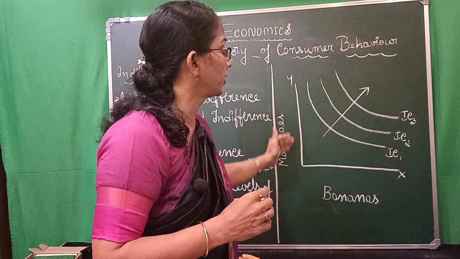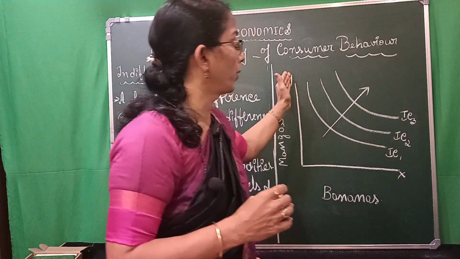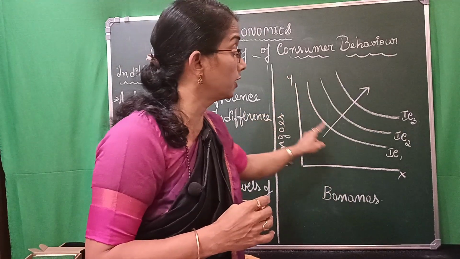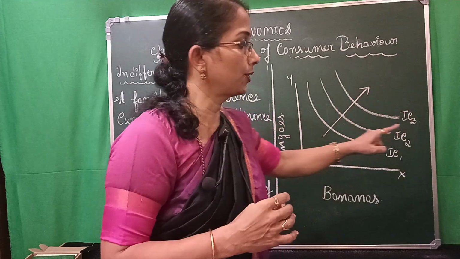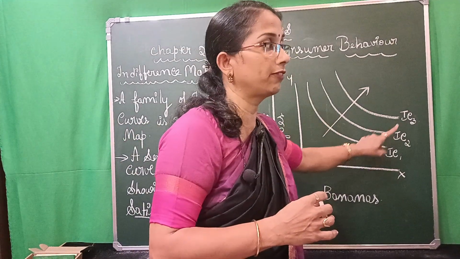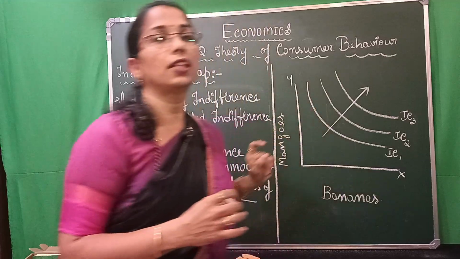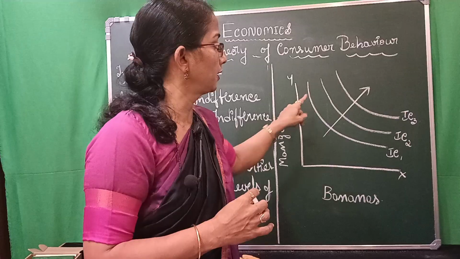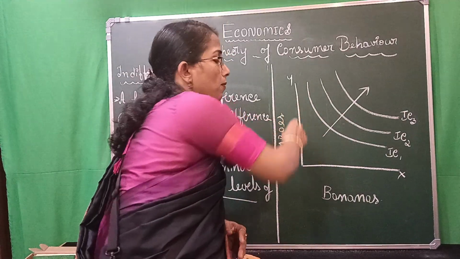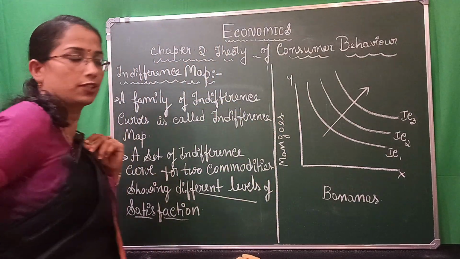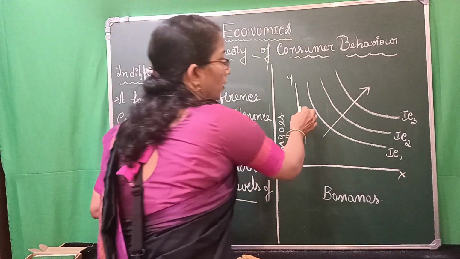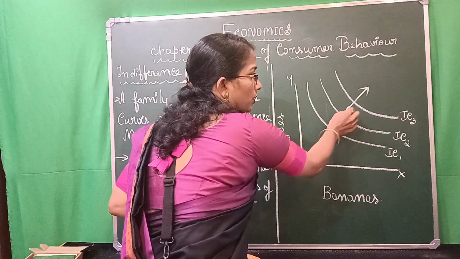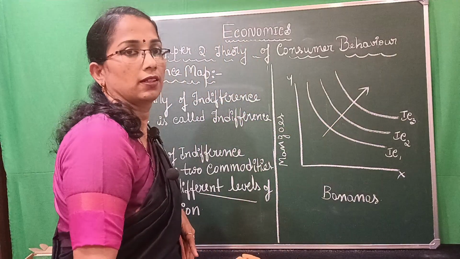I have already drawn the diagram here. X-axis, Y-axis, same thing. Bananas are measured here. Mangoes are measured. I have drawn here 3 indifference curves and the names of those 3 are IC1, IC2 and IC3. And you know, one indifference curve indicates different combinations of two commodities. Now, here IC1 is there, IC2 is there, IC3 is there.